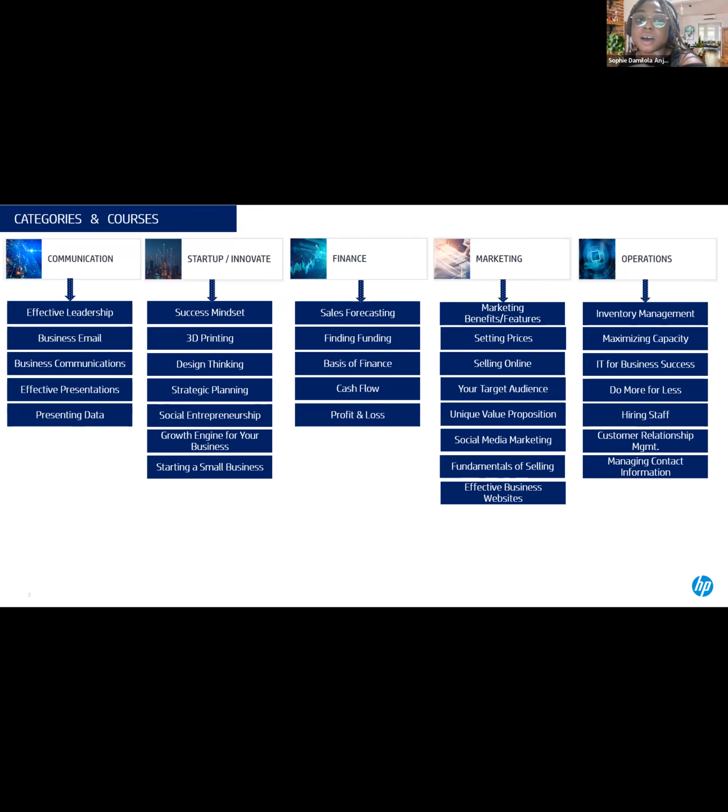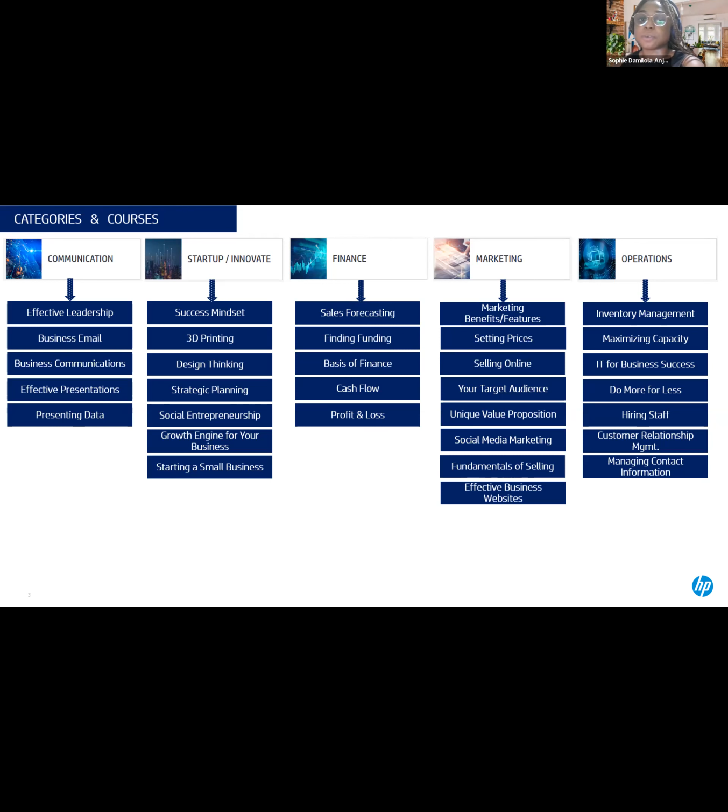The second category that you see here is startup and innovate. And here we have fun things like 3D printing that is slowly coming to presence even here in Africa. Design thinking, strategic planning that so many organizations are endlessly and earnestly seeking individuals that are very competent in this line of work.